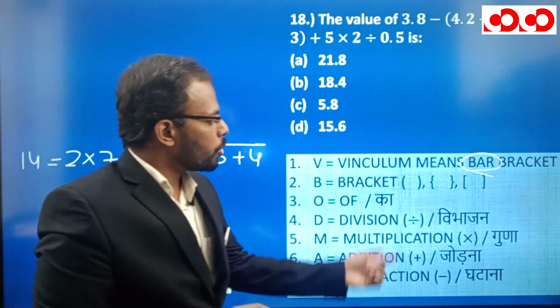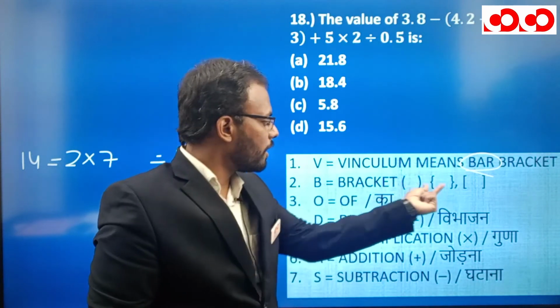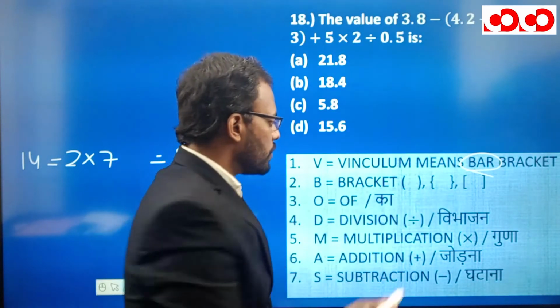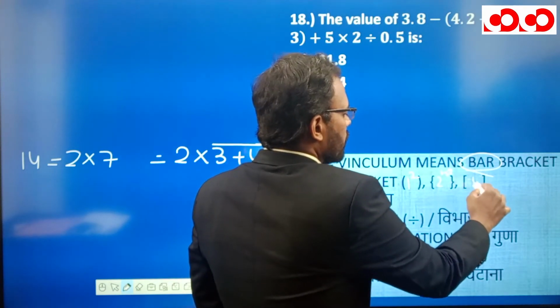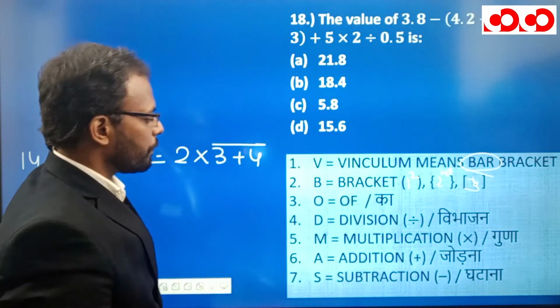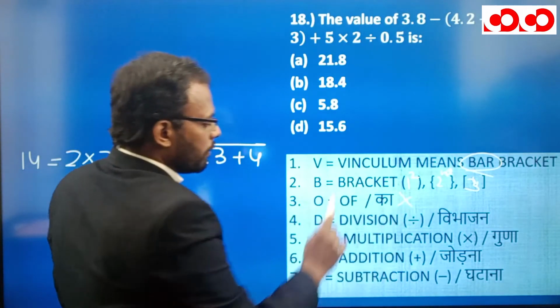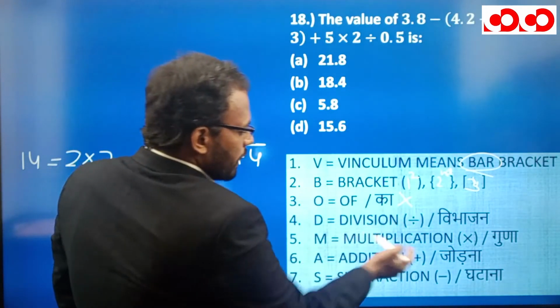In brackets also there are 3 brackets: small bracket, curly bracket and square bracket. First we solve the small bracket, second we solve the curly one, and at last we solve the third bracket, the square bracket. Of means multiplication, divide means division, and M means multiplication.